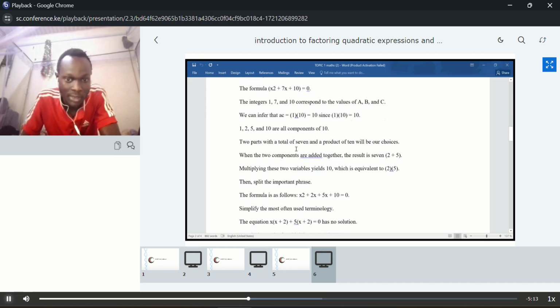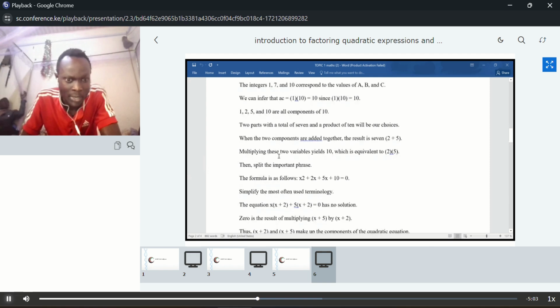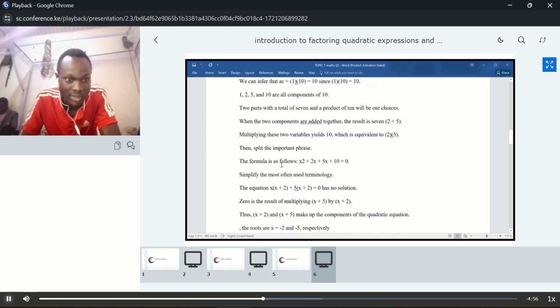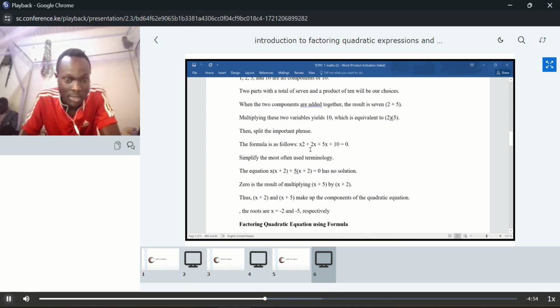Two parts with a total of 7 and a product of 10 would be our choices. When the two components are added together, the result is 7, that is 2 plus 5. Multiplying these two numbers yields 10, which is 2 times 5. Then we split the middle term. The expression is as follows: x squared plus 2x plus 5x plus 10 is equal to 0. We simplify by taking out the common terms.